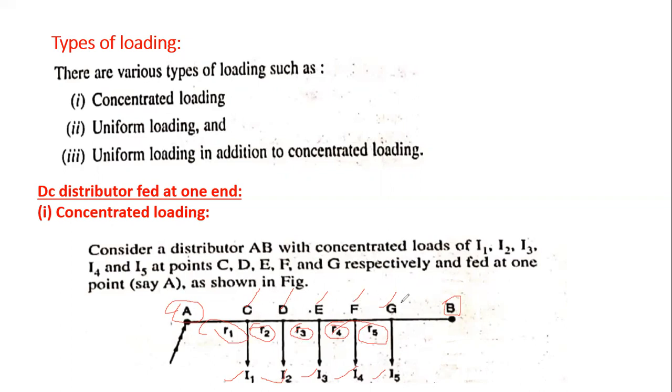And these are the load points, and these are the loading currents. This is the distribution feeder. It is fed at one end, that is the A point. In this case, we consider VA, the voltage at distribution point A, fed at one end.